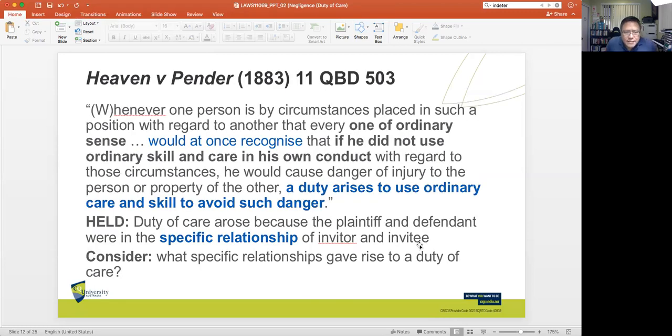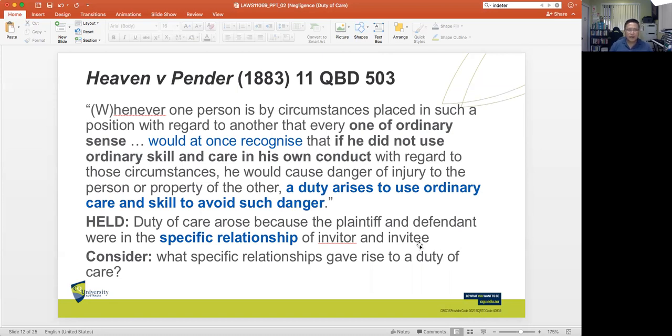In that particular case, the Queen's Bench ruled that whenever one person is by circumstances placed in such a position with regard to another that everyone of ordinary sense would at once recognize that if he did not use ordinary skill and care in his own conduct with regard to those circumstances, he would cause danger of injury to the person or property of the other, a duty arises to use ordinary skill to avoid such danger.